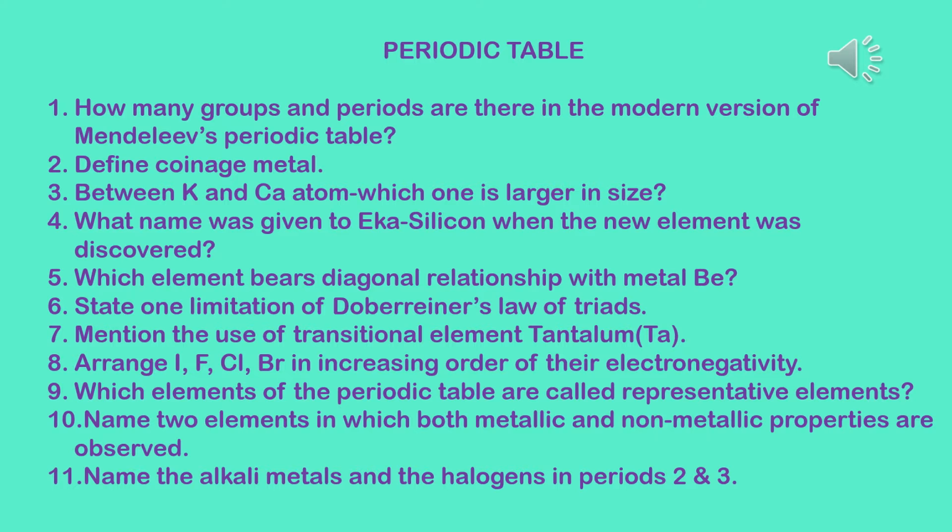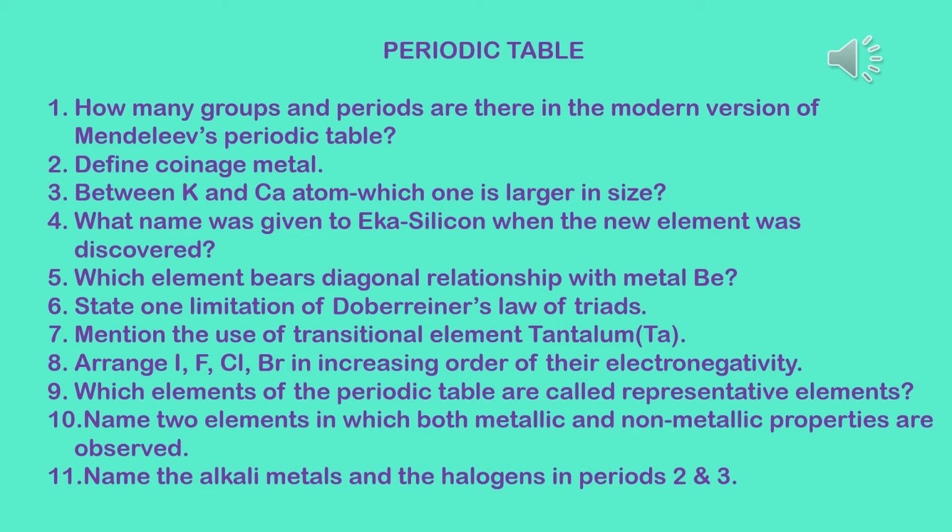Question number 1. How many groups and periods are there in the modern version of Mendeleev's periodic table? Answer. There are 7 periods and 9 groups. Second question. Define coinage metal. Coinage metals, copper, silver and gold are placed in group 1B of the periodic table. Copper means Cu, silver means Ag, and gold means aurum, that is Au.